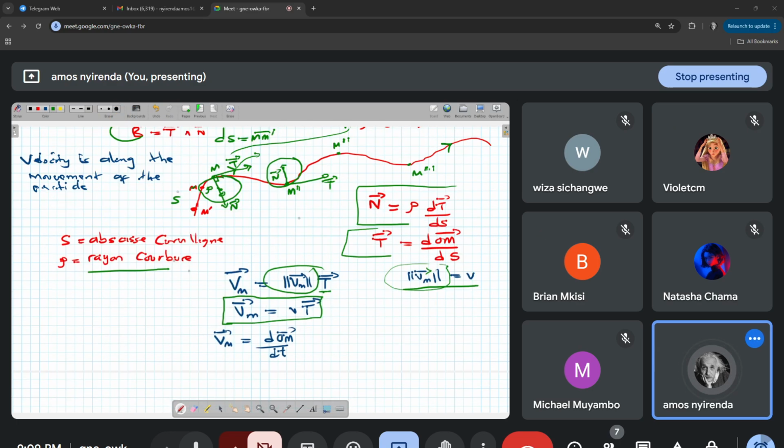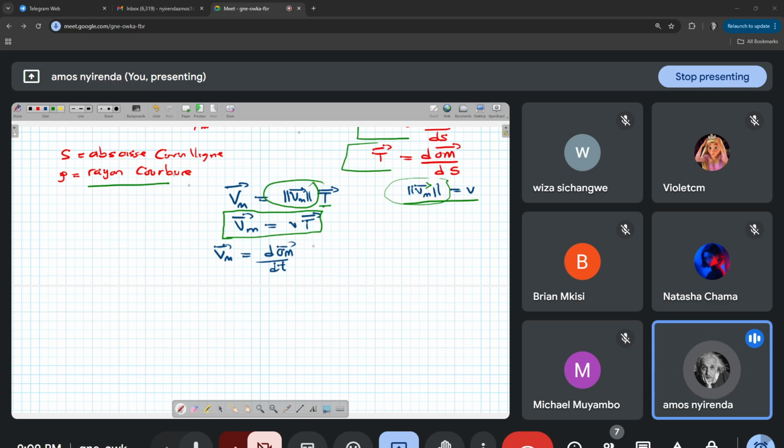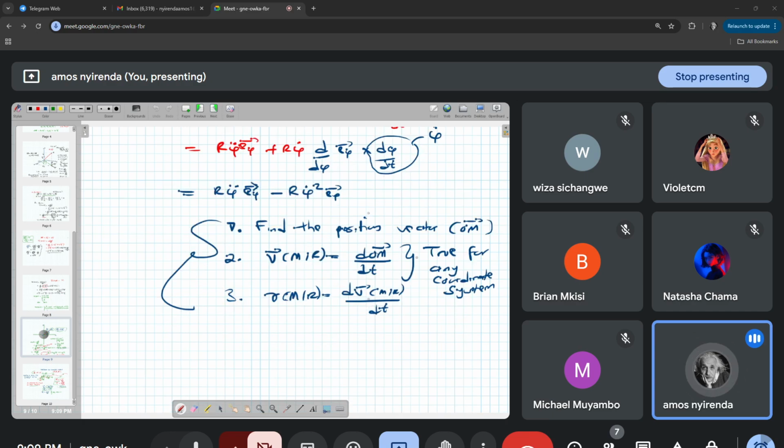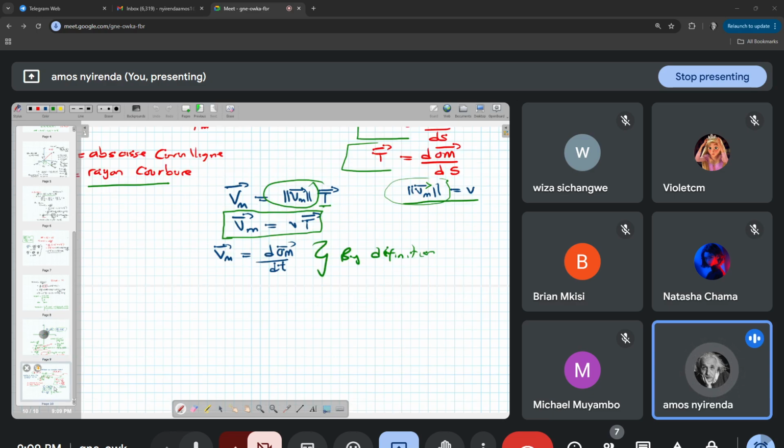So apart from this, remember I told you this expression. This expression I have here is by definition. If you remember what I said when we were talking about it earlier, this expression for velocity, I've also written it here. It is true for any coordinate system. The derivative of OM with respect to time is true for any coordinate system. That is why here we'll try to introduce this expression, because it is true for any coordinate system.